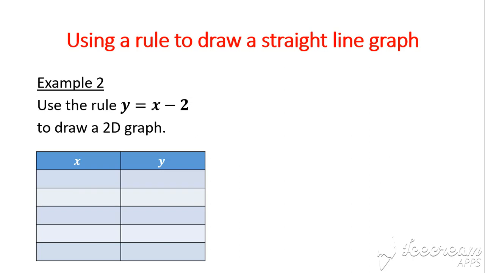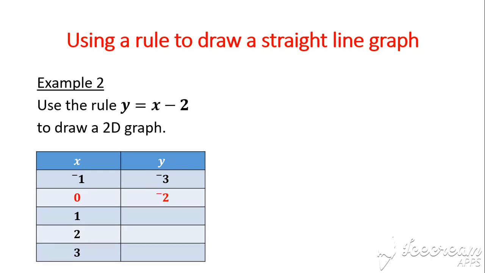So here's our table. I've selected a few different x values this time, starting from -1 and going to +3. And let's substitute them in. So the rule is y equal to x minus 2. Whatever x is, we minus 2. So let's start with x is -1 and go -1 minus 2. -1 minus 2 makes -3. Now let's move on to when x is 0. 0 minus 2. That gives us -2.